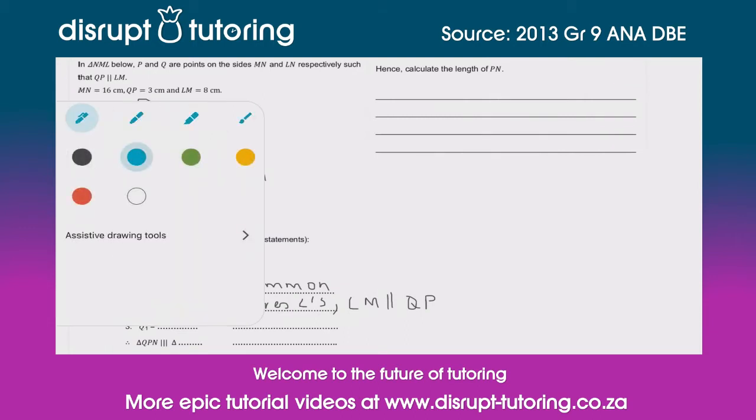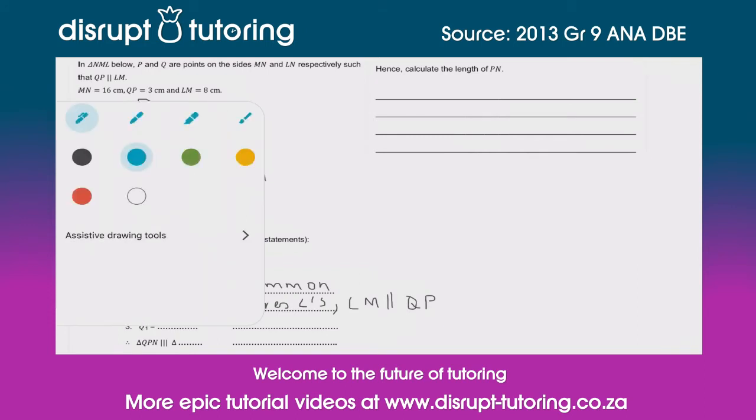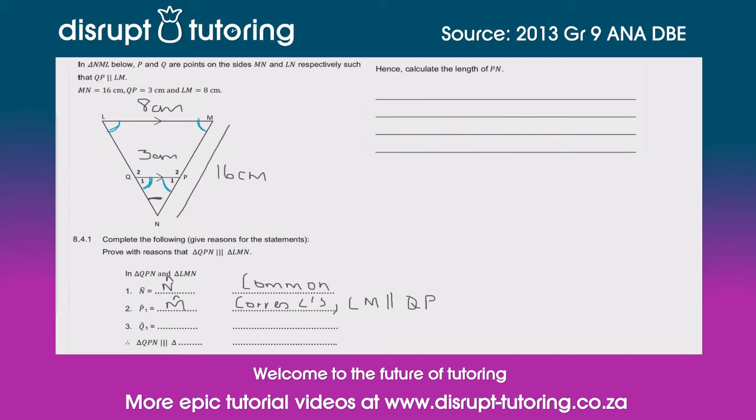Moving on to our very last one. I'm going to change my pen color again. So they've asked us for Q1. Okay, what is equal to Q1? And very similar to the previous one, we can see that we've got a forward-facing F, which means we have Q1 equaling L. So I'm going to change my pen color back. So Q1 is equal to angle L, and that is because corresponding angles are equal, and we know that lines LM and QP are parallel.